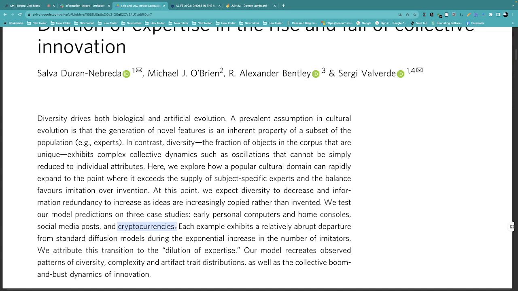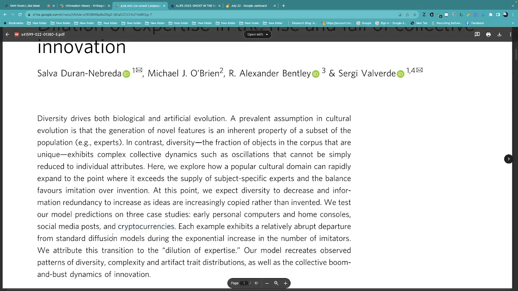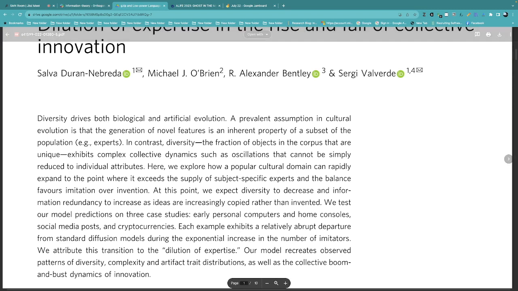And when you get increasing imitation, the diversity collapses, or the Kolmogorov complexity collapses, and that's basically the life cycle of this domain that they're observing. Each example exhibits a relatively abrupt departure from standard diffusion models during the exponential increase in the number of imitators. So you have this increase in the number of imitators who want to imitate the innovations that were successful, and so in the process of that, they cheapen the pool, as it were.